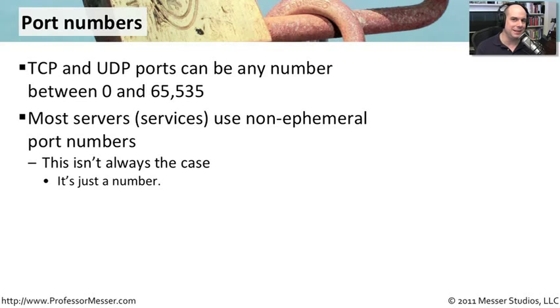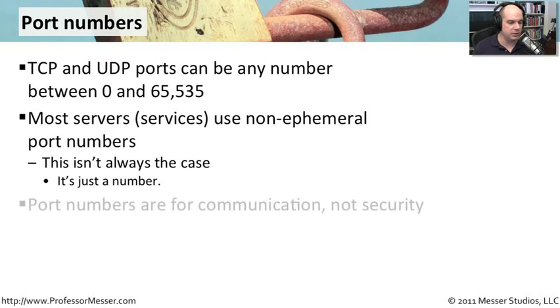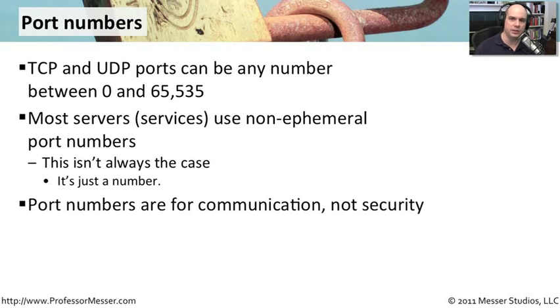Now, a web server doesn't necessarily have to run on port 80. You could configure your web server to run on port 300. You can configure your web server to run on port 65,000, and people would need to know that port number to be able to communicate with it. That's one of the advantages of using these non-ephemeral, these permanent port numbers, is you almost always assume that a web server is going to be on port 80, but it's not always the case. If you wanted to put it somewhere else, it's certainly available for you to do that. It's just a number, and it's something that you can assign yourself.